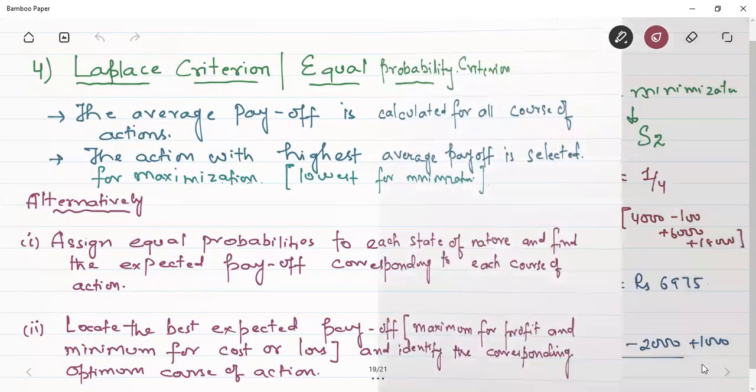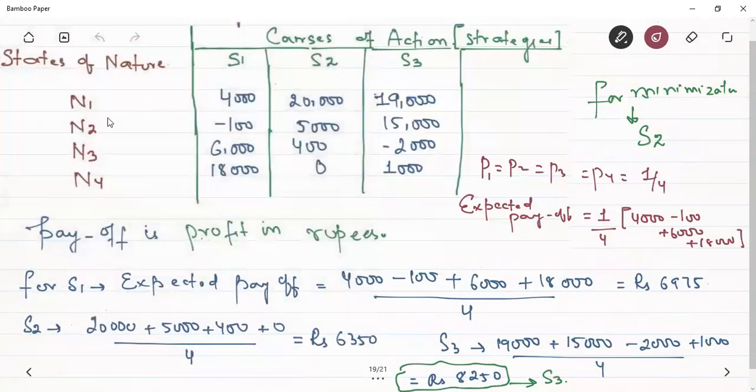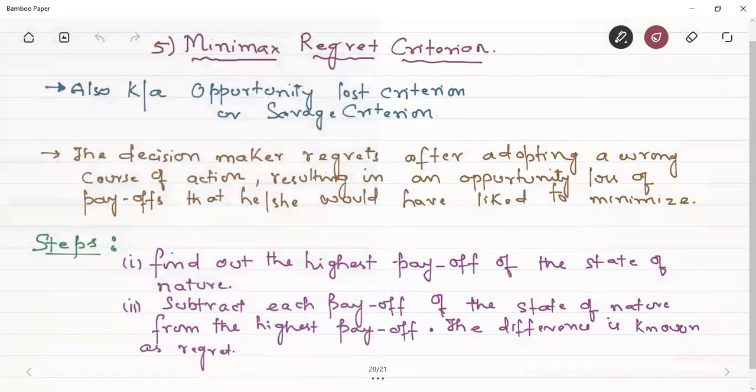So in our current problem, the states of nature are 4: N1, N2, N3, and N4. For N1, we have to find the highest payoff corresponding to the N1 state of nature, then the highest payoff corresponding to N2, similarly N3 and N4. Once we know the highest payoff corresponding to each state of nature, subtract each payoff of the state of nature from the highest payoff. The difference is known as the regret.